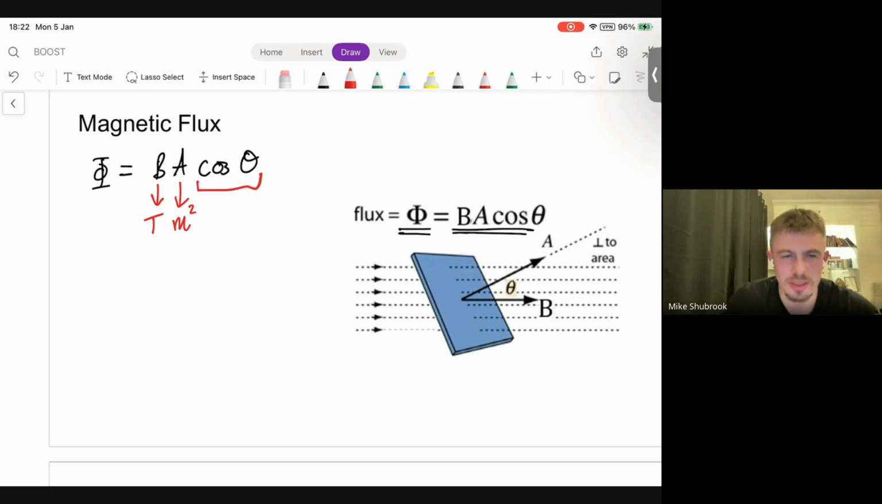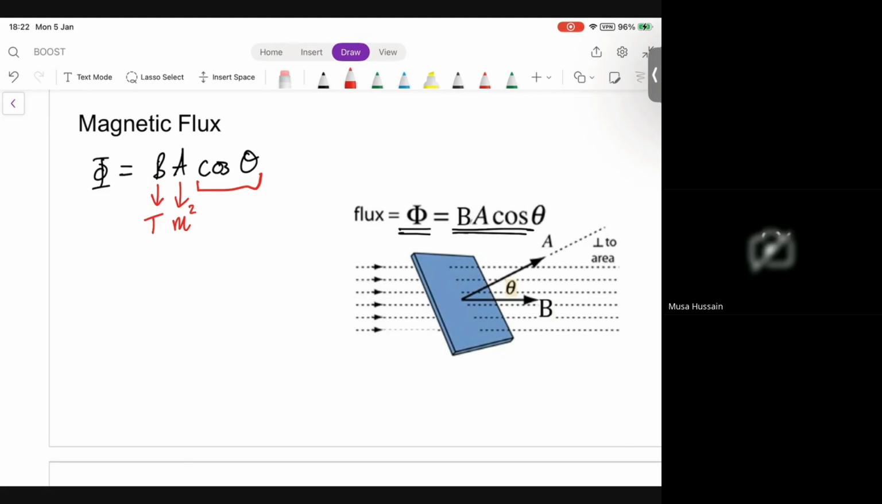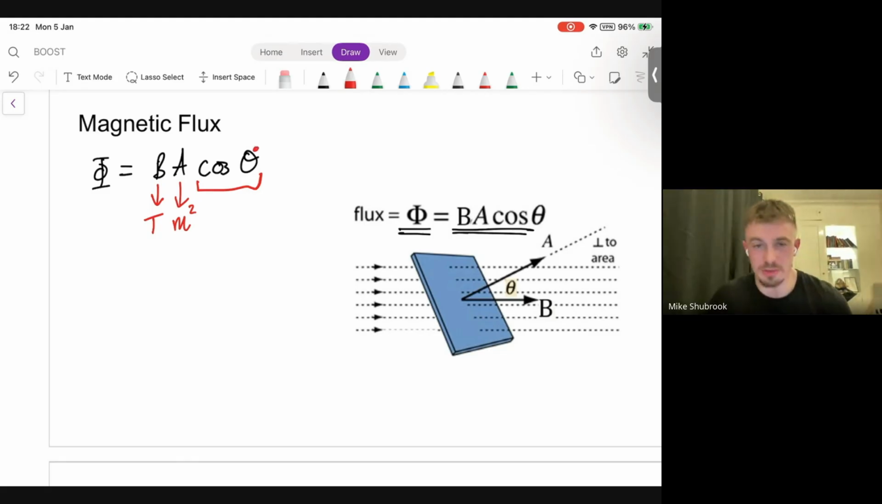Does anyone know what cosine theta is measured in? What physical units does that have? Musa? Is it just degrees? Right, so theta would be measured in degrees. Cosine theta is always just going to be a number. It has no physical units. So therefore, the units of magnetic flux are Tesla meters squared.